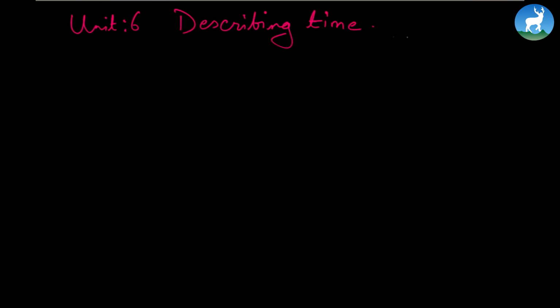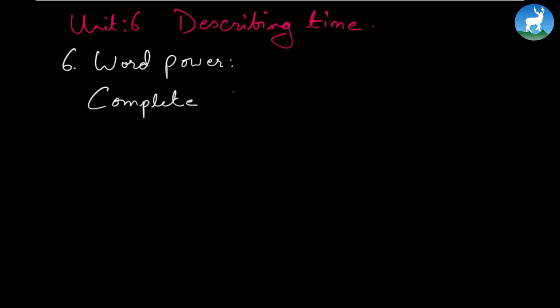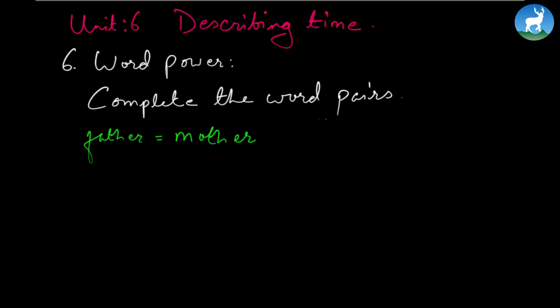So we'll start from the word power here. We'll be covering the writing and the grammar portion that's been given in the chapter. So let's begin this particular exercise. Exercise 6, word power. It further says, complete the word pairs. Now, a fairly easy exercise. For instance, father is equal to mother. So we are just pairing it.